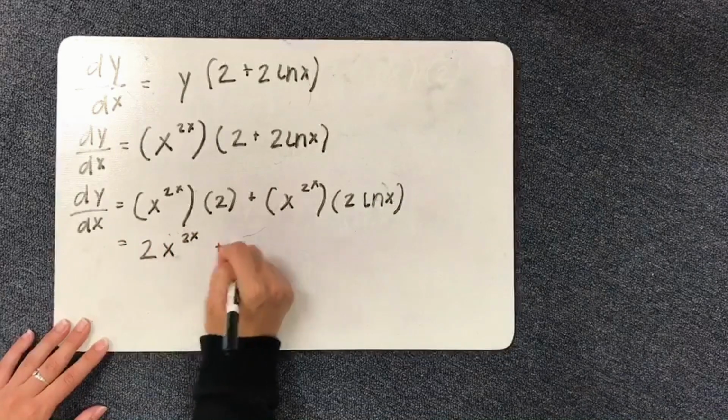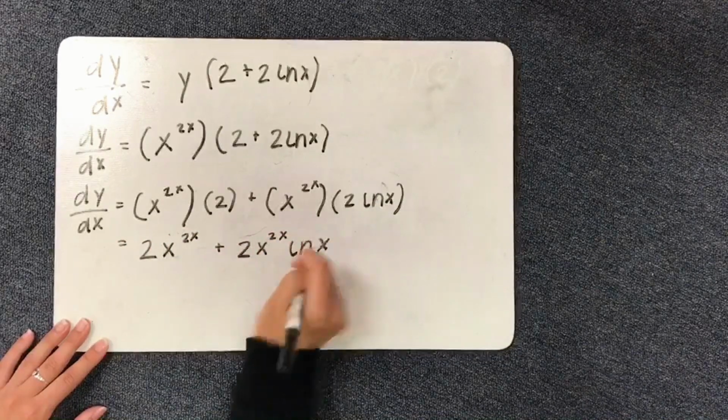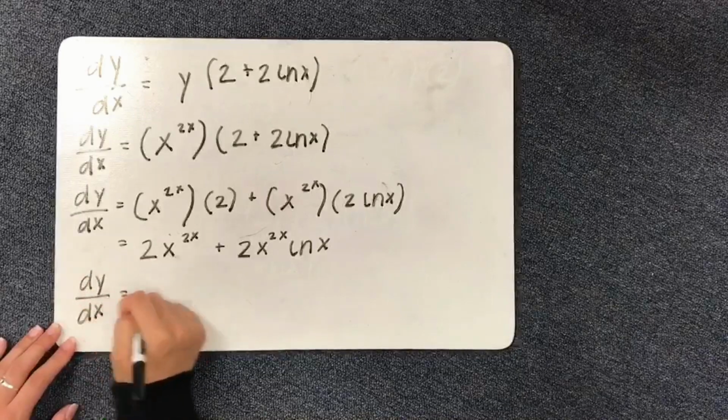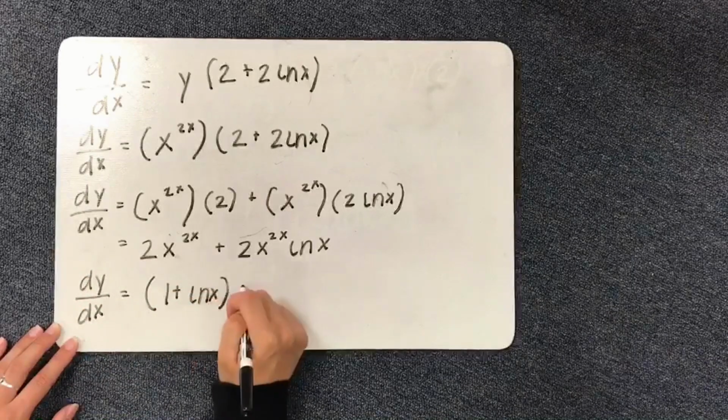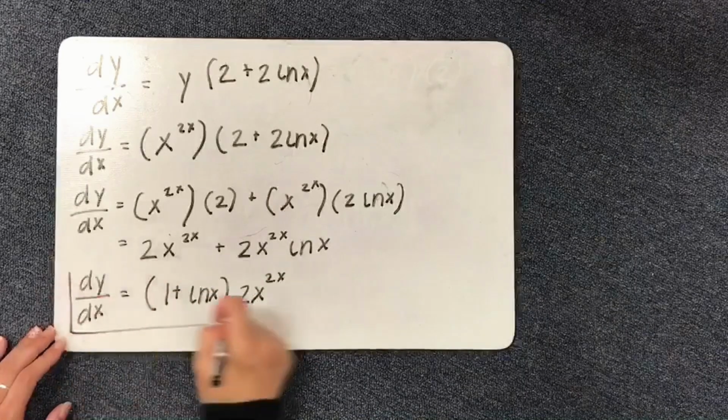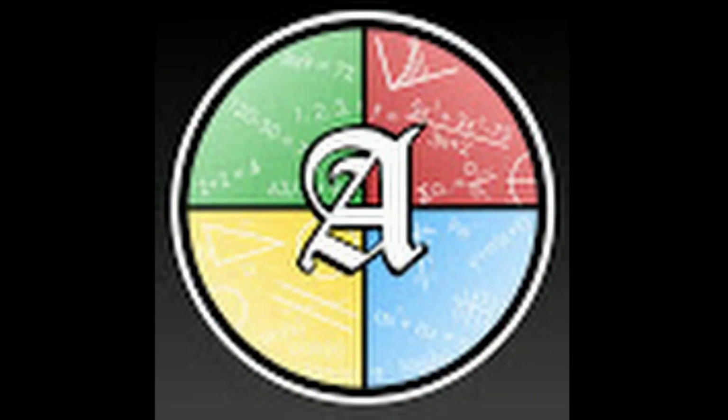To simplify the equation even further, we can factor out 2x to the 2x, leaving us with 2x to the 2x times 1 plus ln of x. And that's our answer.